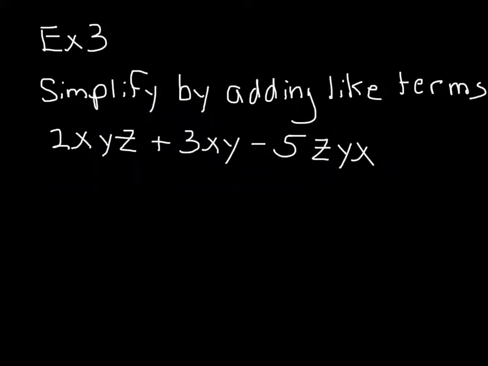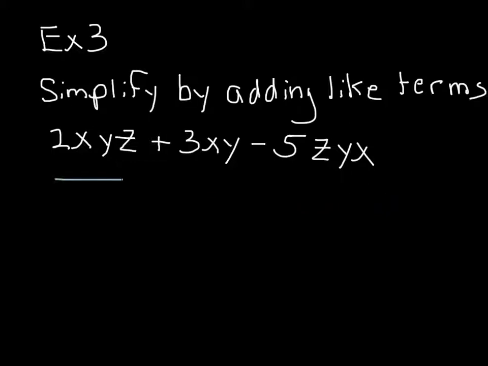All right, in example 3, same directions. We want to simplify by adding like terms. So first of all, how many terms do I have in this expression? I have 1, 2, and 3, right? There's 3 things that are connected by plus or minus signs. Now, which of these are like terms? So in other words, which of those 3 have the same combination of letters?